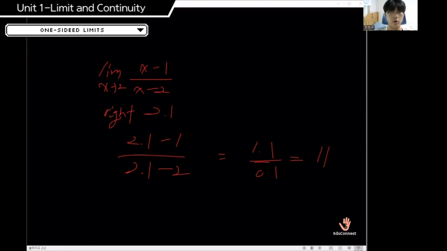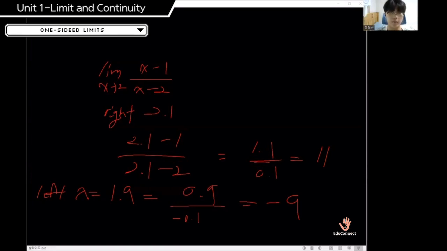Now, let's see what's going on on the left side. Let's pick a value from the left. So I'll pick x equal to 1.9. When I plug in 1.9 for x, we get 0.9 in the numerator and negative 0.1 in the denominator, which gives me negative 9. Once again, that's not the limit.